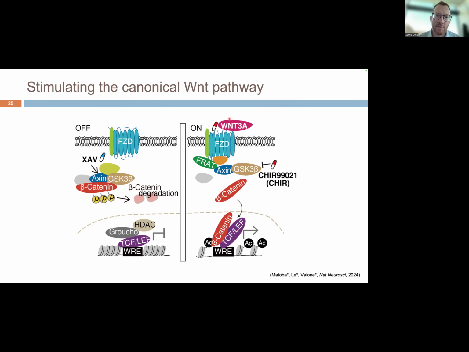So how do we stimulate Wnt signaling? Well, we can add either the recombinant ligand, Wnt3a, which we can buy, or a molecule called CHIR that inhibits GSK3 beta and allows beta-catenin to translocate into the nucleus and lead to the opening of these TCF/LEF binding sites.